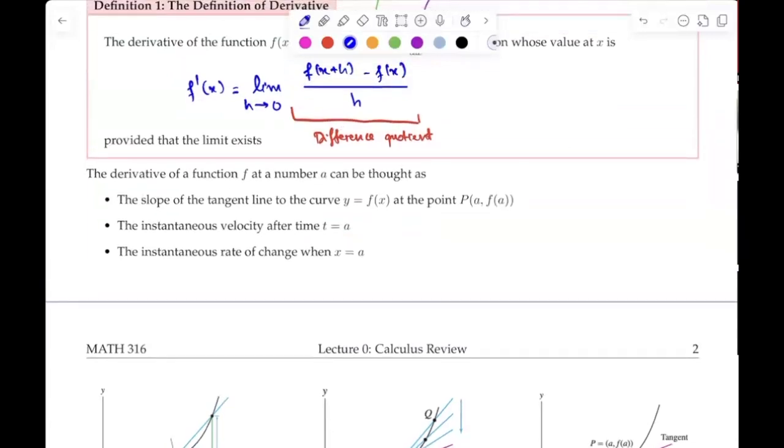So the derivative of the function f at a number a can be thought of in three interpretations of the derivative at a point. It can be used to calculate the slope of the tangent line to the curve at the point. It can be used to calculate instantaneous velocity at any time t equal to a. And in general, it is the instantaneous rate of change when x equals a.